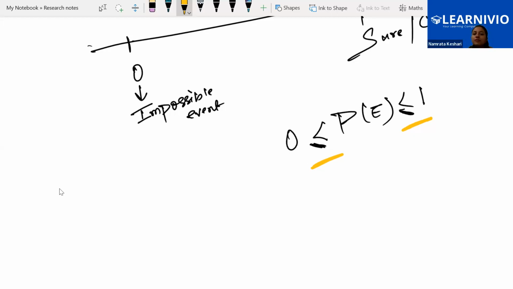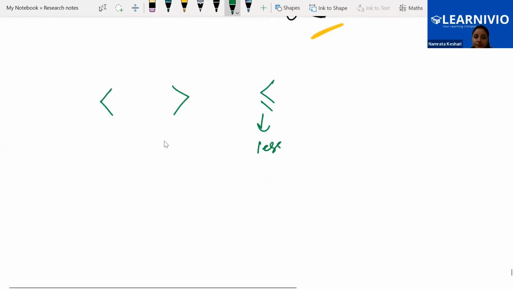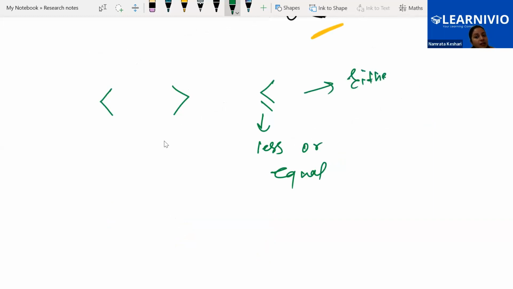So we are having 4 inequality signs. In future, in higher class, you will learn about these inequality signs: lesser than, greater than, lesser or equals to. This means less or equal. This means either less than or equals to.